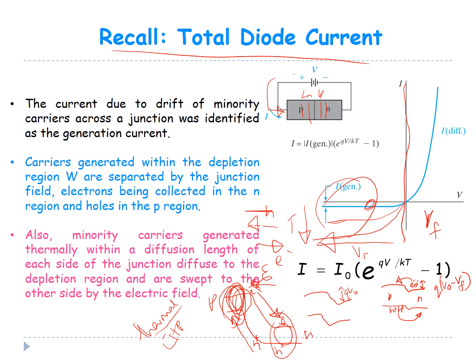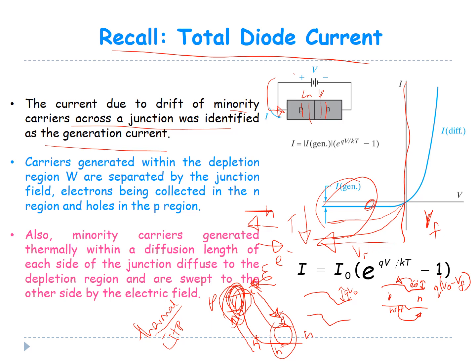So this is what we discussed in the previous chapter. The current due to the drift of minority carriers across the junction was identified as the generation current. Carriers generated within the depletion region W are separated by the junction field, electrons being collected in the N region and holes in the P region. Also, minority carriers generated thermally within a diffusion length of each side of the junction diffuse to the depletion region and are swept to the other side by the electric field.